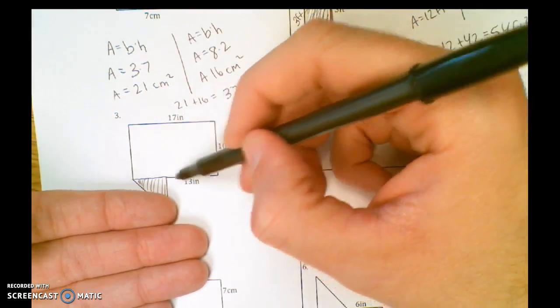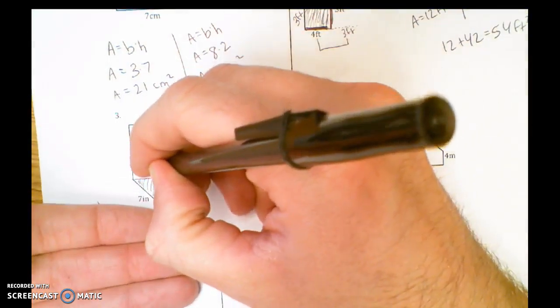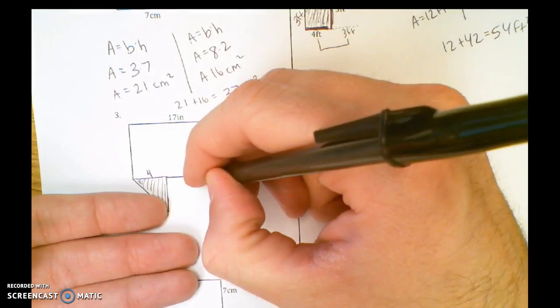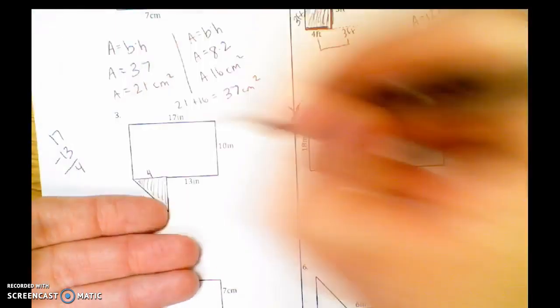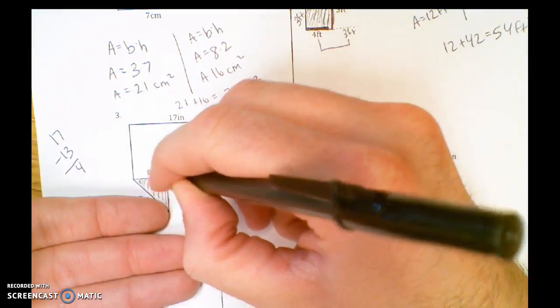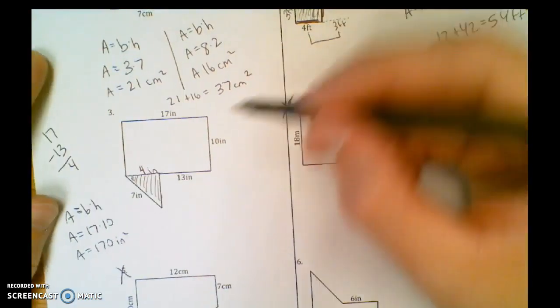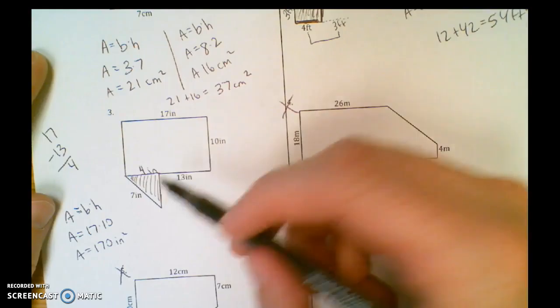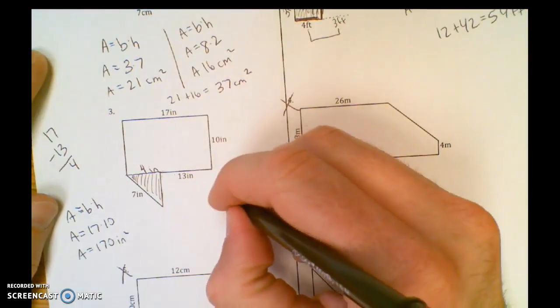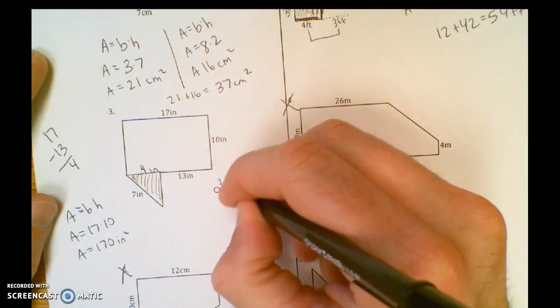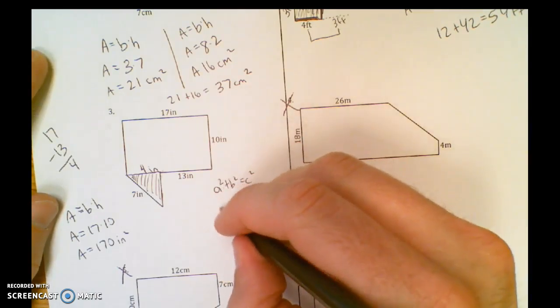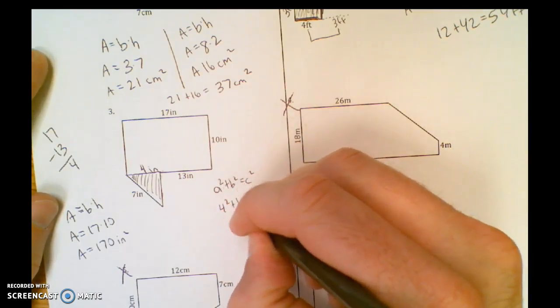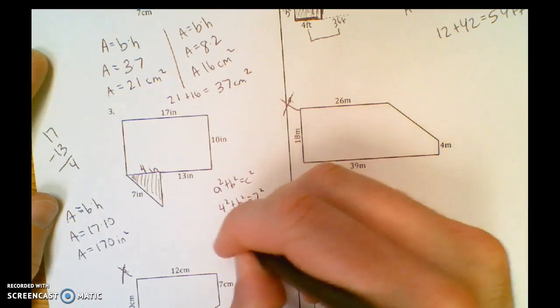So the remaining piece that I need, this part's got to be 4 because 17 minus 13 is 4. So now I need to figure out what this side length is. Remember for triangles you can use the Pythagorean theorem. So you've got a squared plus b squared equals c squared. This one's a little trickier. We have 4 squared plus b squared equals 7 squared.